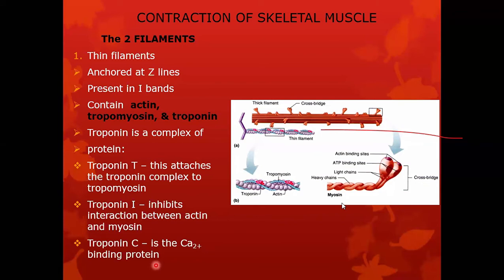So remember troponin T, troponin I, and troponin C, okay? The thin filament contains actin, troponin, and tropomyosin. It is a complex of proteins, so your troponin is composed of three types: T, I, and C.